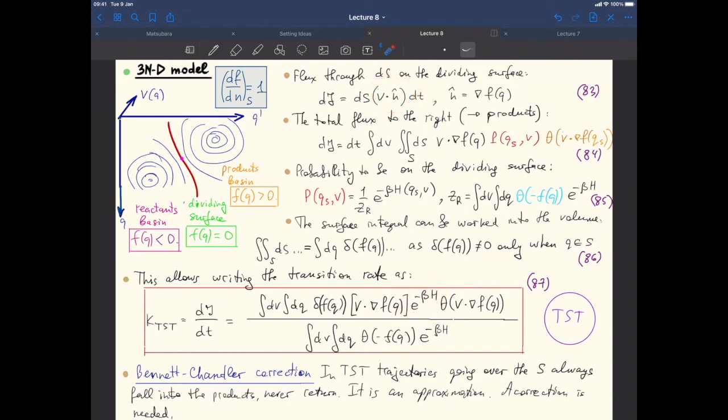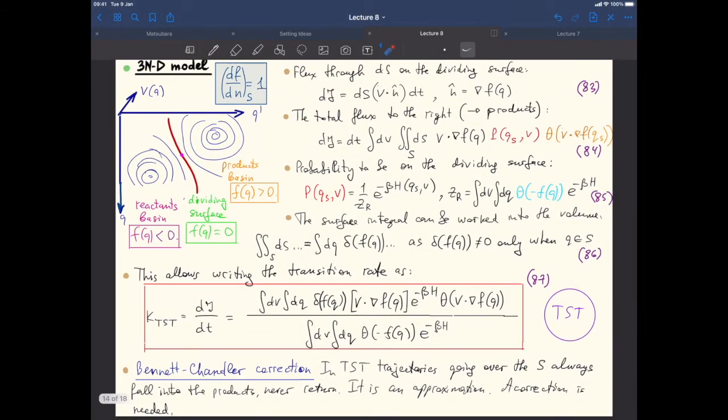This comes from the expression for the flux. This is the exponential factor from the canonical distribution. And this Heaviside function picks out only those velocities which are directed from the reactant basin into the product basin anywhere on the dividing surface. And by the way, the Hamiltonian here is also calculated on the dividing surface. In the denominator, we have this partition function Zr of the canonical distribution, and this Heaviside function here allows us to limit this integral over those regions of the q space which correspond to the reactant basin only.